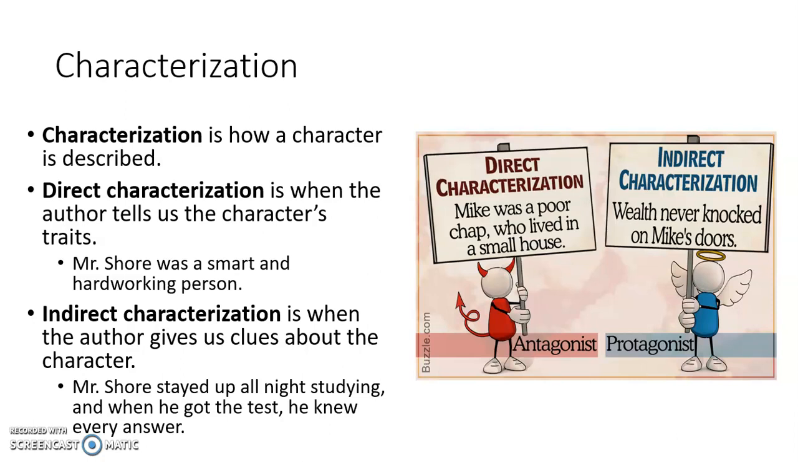We also know that when he got the test, he knew every answer. If you know every answer, you're probably pretty intelligent, pretty smart. So even though it doesn't say hardworking and smart in that second example, we can tell that Mr. Shore is that kind of person because of the clues in the sentence.